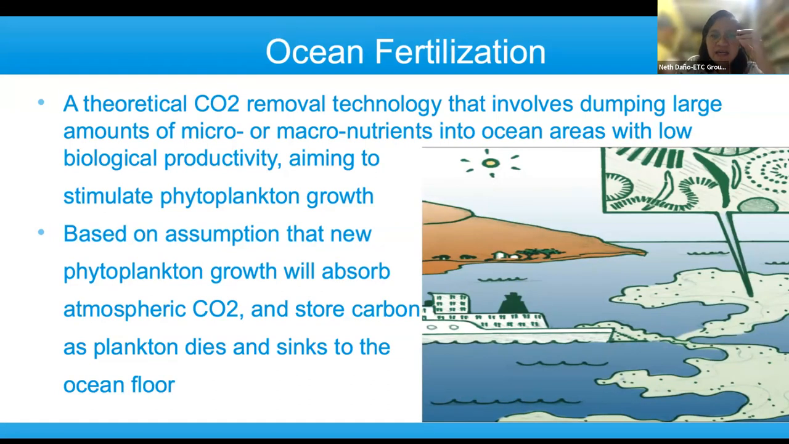And the whole idea is actually based on the assumption that the growth of phytoplankton will absorb atmospheric carbon dioxide, and the phytoplankton, when they die, will actually store carbon on the ocean floor. So that's the theoretical basis of this technology. And compared to enhanced weathering, which is almost primarily theoretical, much of the ocean fertilization techniques that have been tried out there have actually proven to be big failures.